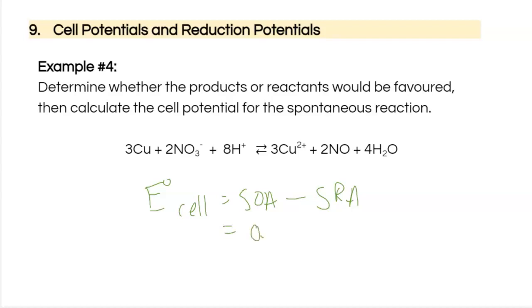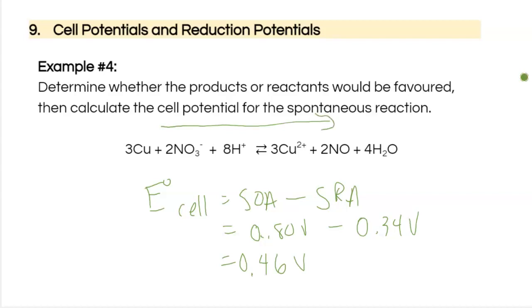In this case, I'm getting 0.80 volts minus 0.34 volts, and so that is going to give me 0.46 volts. And that means that this is a spontaneous reaction in the forward direction. Since it's spontaneous in the forward direction, I would say that products are favored. So hopefully you found that okay.